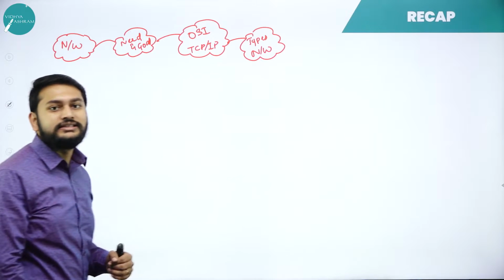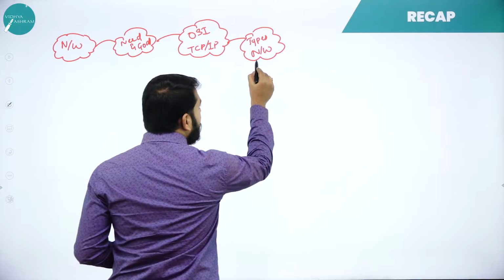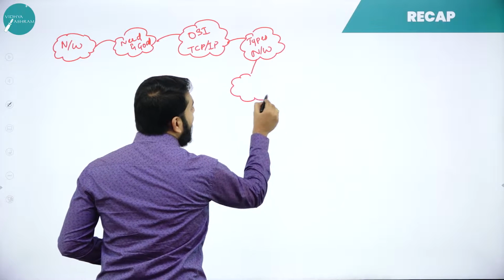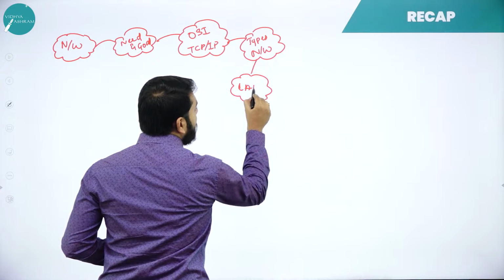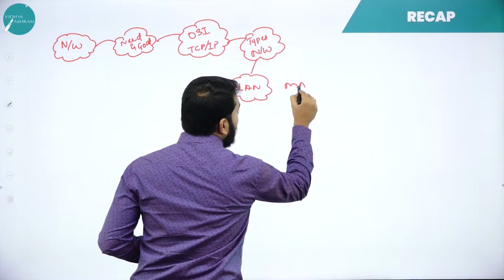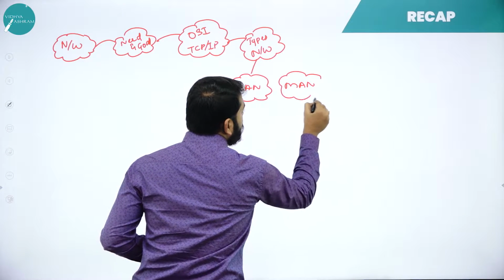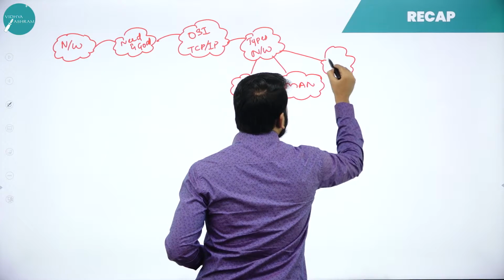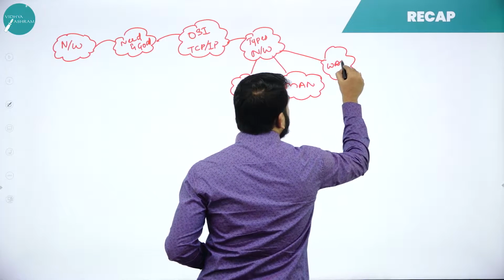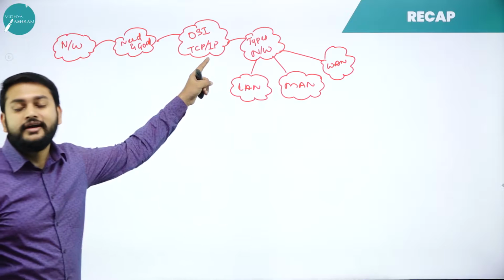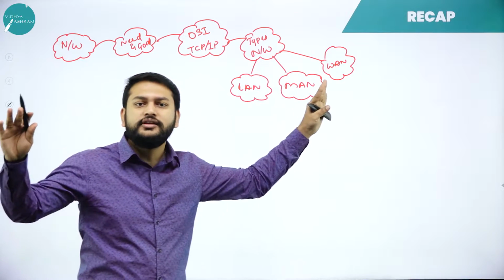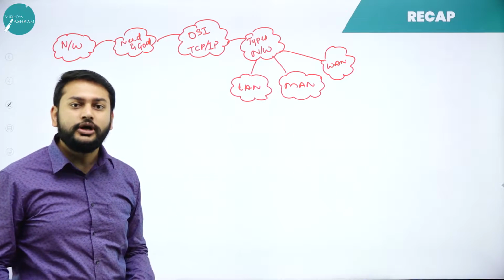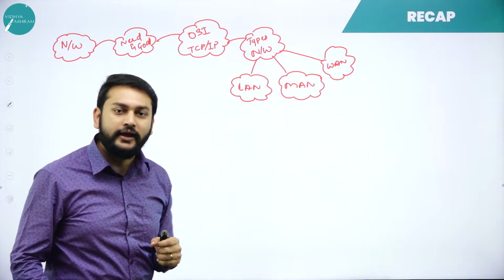So please understand, when it comes to types of networks, we have LAN, we have MAN, and we have WAN. That's what you need to remember. LAN, WAN, and MAN, that's what you need to remember when it comes to the types of networks. So fine, we understood the types of networks. What else did we study in this chapter?